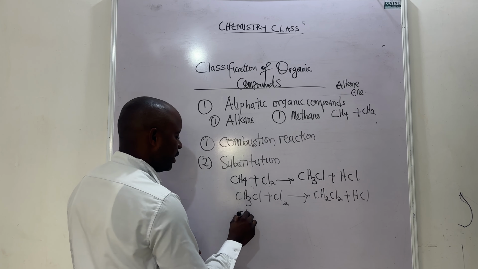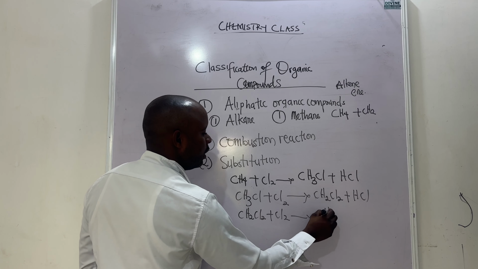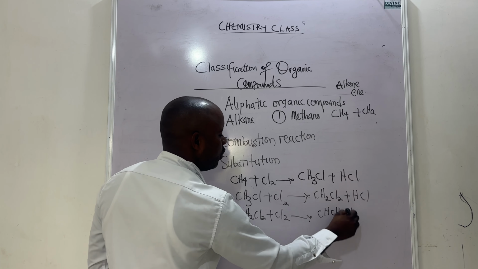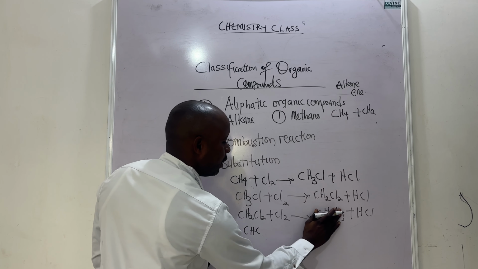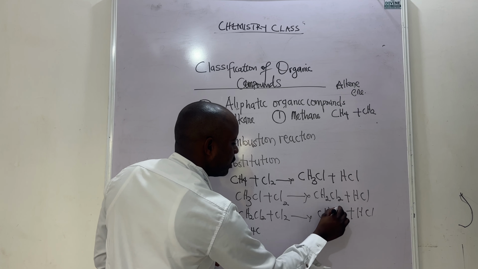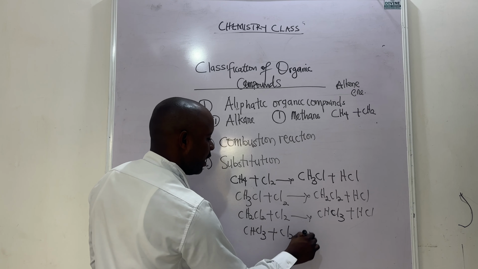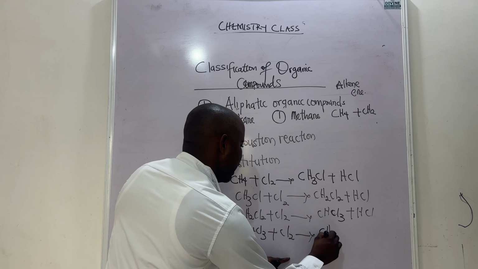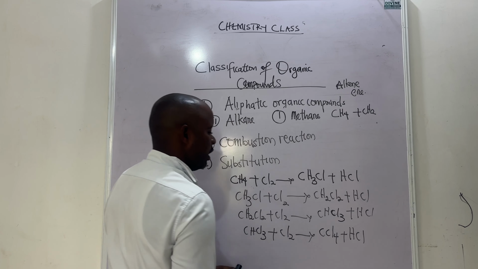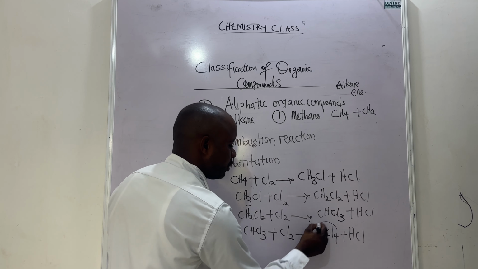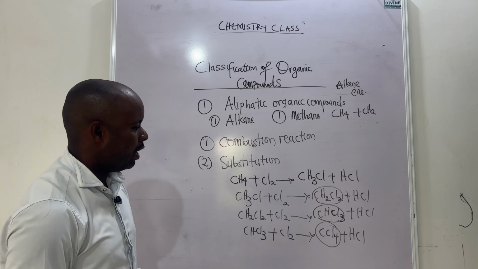When this compound reacts with chlorine as well, it's a simultaneous reaction. It gives CHCl3, and then CCl4. The hydrogen is replaced automatically by this halogen member. So this is tetrachloromethane, this is trichloromethane, this is dichloromethane. These are important chemicals in our industry.